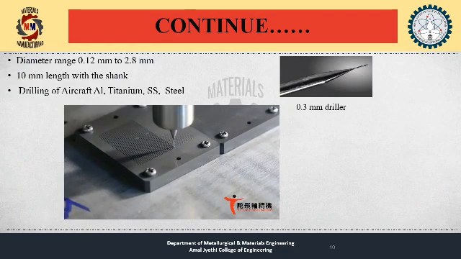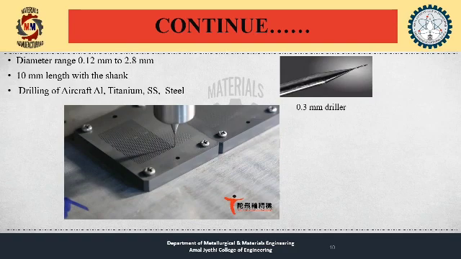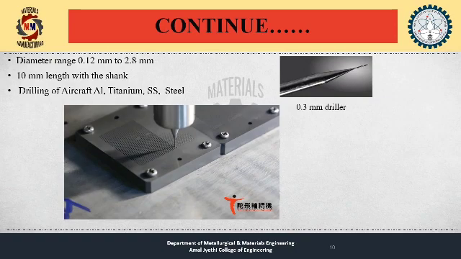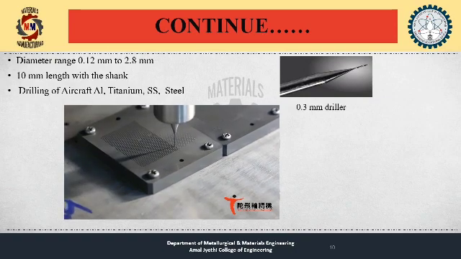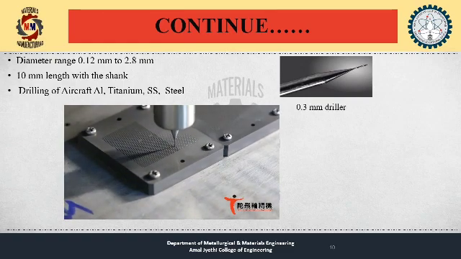The diameter range is around 0.12 millimeter to 2.8 millimeter. The length is 10 millimeters with the shank. This drilling is used for aircraft, titanium, stainless steel, etc. You can see in this video the micro drilling process, in which a 0.3 millimeter drill is used.